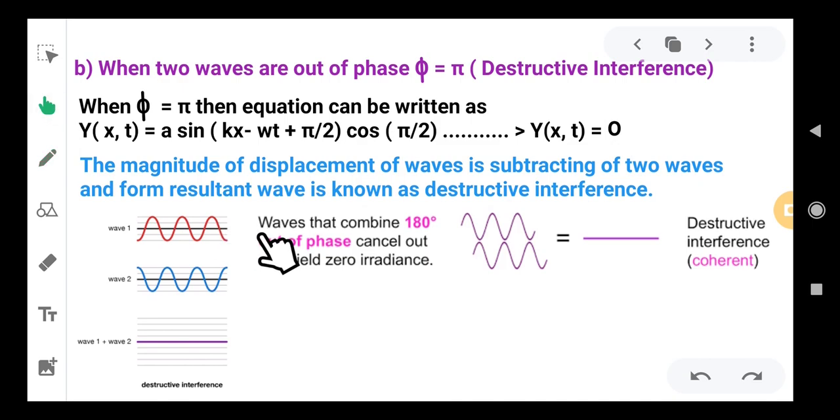So waves combined 180 degrees out of phase cancel out, giving zero irradiance. That is destructive interference. Hope you are clear on the point. Constructive means in phase, crest to crest, trough to trough, combined to produce a maximum displacement. Destructive interference is out of phase, the subtracting of the two waves, crest to trough, trough to crest, and the resultant will be 0.